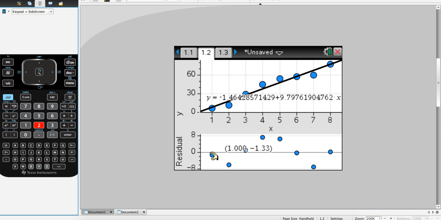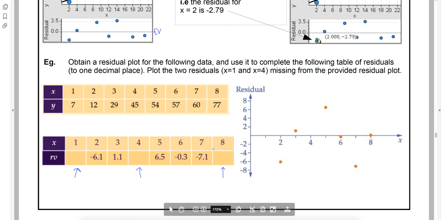If we hover over this, as you can see, the dots or the residuals actually popped up. Now we wanted that value. We wanted the residual for when x equals 1. So as you can see, x equals 1 at this point here, and it says it in the coordinate as well. And so the residual is negative 1.33. We just wanted it to one decimal place, so negative 1.3. Go back to here, and we want negative 1.3.